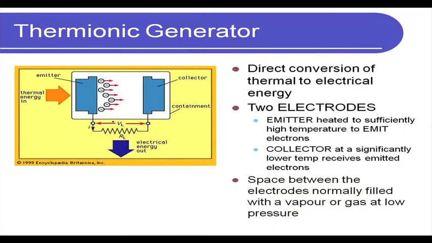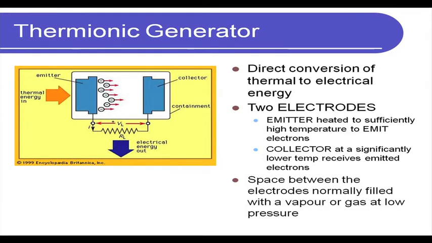Just to recap, looking at this PowerPoint slide, it is a direct conversion device. It consists of two electrodes. The first one is an emitter, which when heated to a sufficiently high temperature will emit electrons. At sufficiently high temperature, some electrons have kinetic energy above what we defined as the work function for that material, and these electrons can detach from the surface and move towards the collector surface.